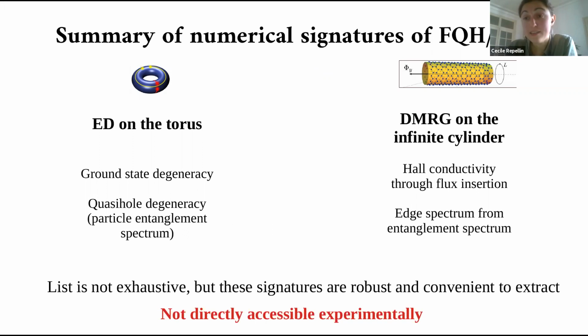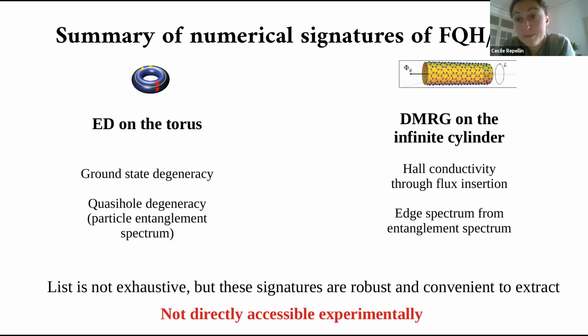And now a final comment on all of these methods is that I chose to present them because they are convenient numerically, but typically they're not accessible experimentally. The main reason is that they rely on geometries that are not realistic. So experimentally, you don't have a torus, you don't have cylinders.